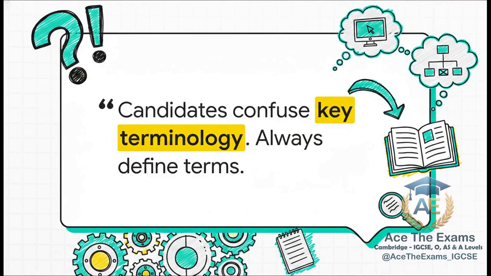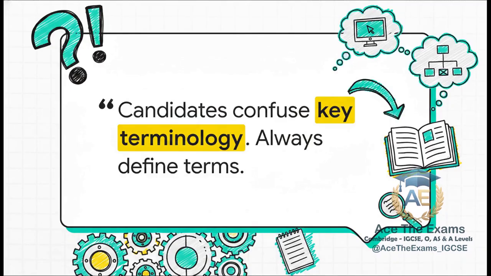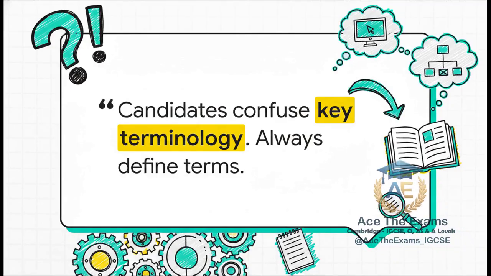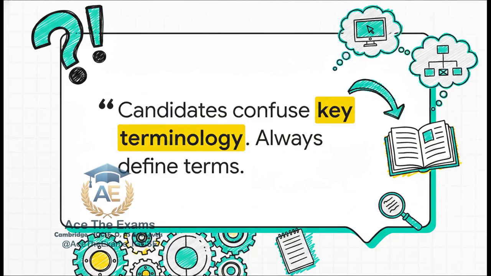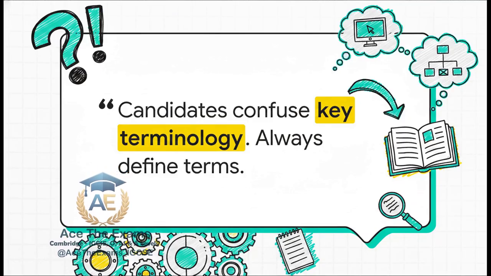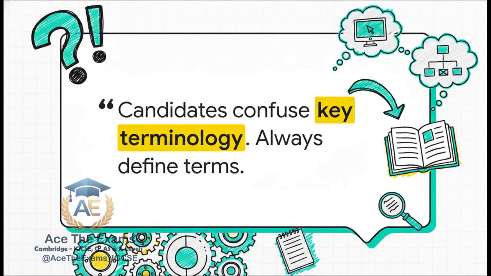Before we wrap up, I have one last massive examiner alert for you. This is a direct quote from the Principal Examiner Report, basically the cheat code to the exam. It says, candidates consistently confuse key terminology. So what's the solution? Always define your terms before using them in your extended responses. Never assume the examiner knows what you mean. And more importantly, never assume the examiner assumes you know what you mean.